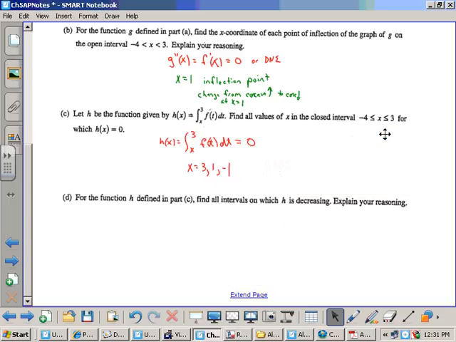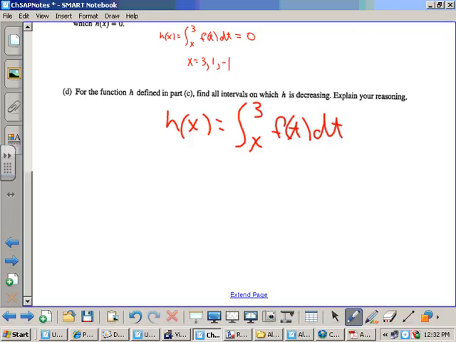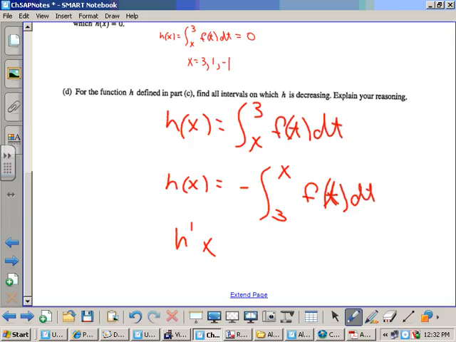And the last part, part D, for the function h defined in part C, find all the intervals over which h is decreasing. In this case, h of x is defined as this definite integral. I want to know when that is decreasing. Normally we want to look at h prime here. Before I go ahead and take the derivative of h, this helps me visualize things a little more clearly. I'm going to look at h of x as being the negative, so my limit properties here, 3 to x, f of t dt. And now, again, I'm looking at h prime equaling negative f of x.